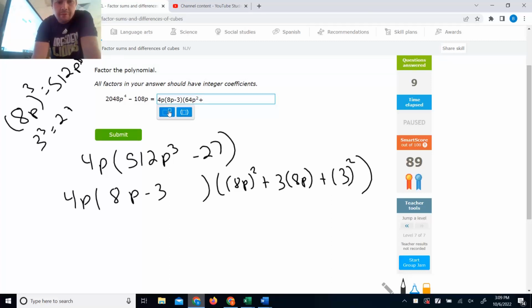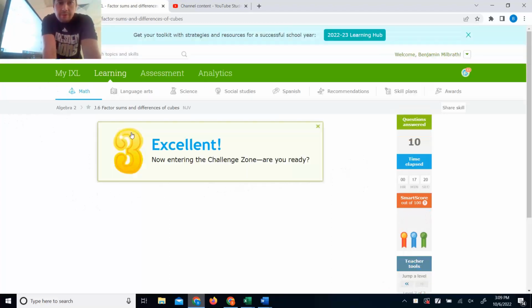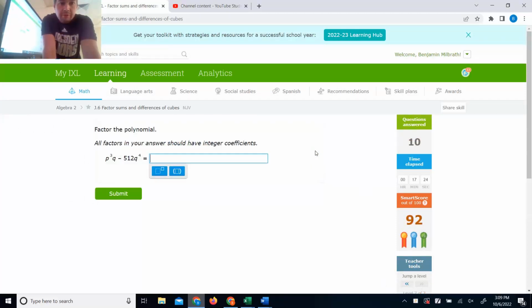3 times 8 is 24. And then 3 squared is 9. And I'm just looking to see if there's anything else. Every once in a while you'll run across a case where you can pull numbers out, and this is not one of them. So this should be my excellent... oh, the challenge zone. Let me do one of the challenge zone, then we'll call this a day.